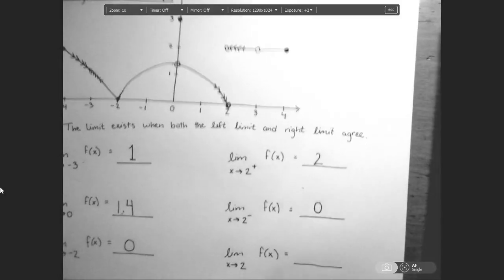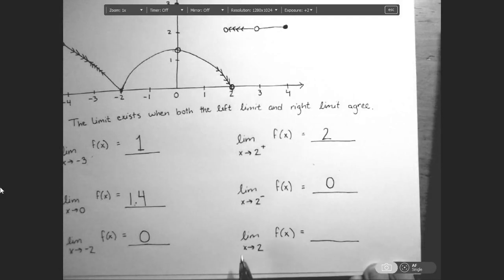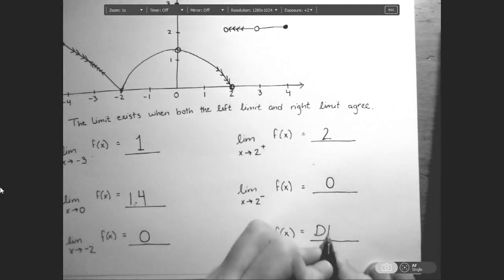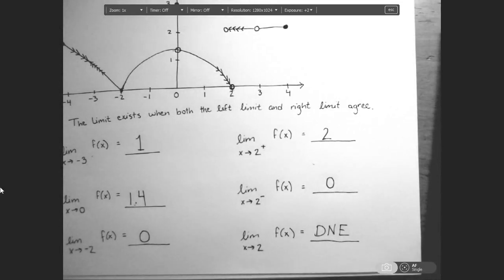And so here I'm asking, what's my limit as x approaches 2? I see that my right-hand limit and my left-hand limit don't agree. And so this limit does not exist.